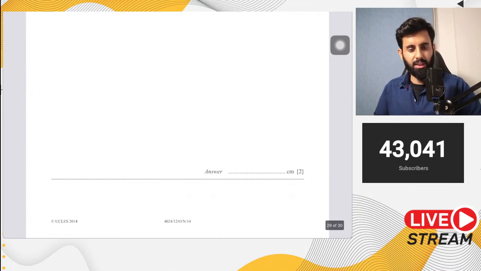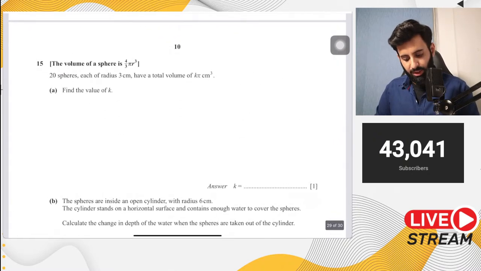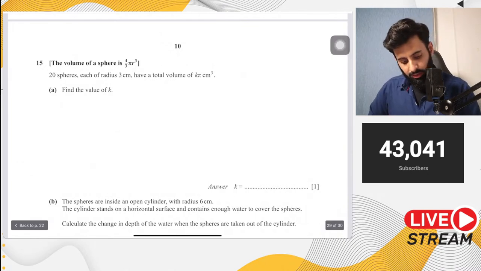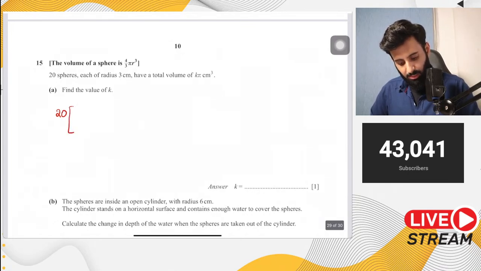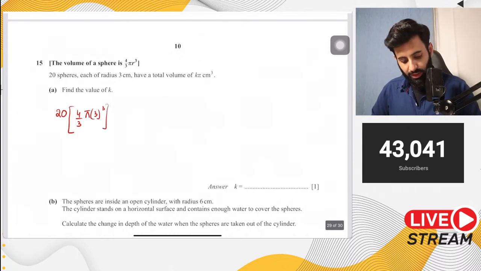So this question says the volume of a sphere is 4 upon 3 pi r cube. 20 spheres, each of radius 3 centimeter, have a total volume of k pi. Find the value of k. So 20 spheres, each of radius 3 centimeters. That means 20 multiplied by 4 upon 3, pi into 3 cubed. This is what we have to find the volume of, the total 20 spheres.